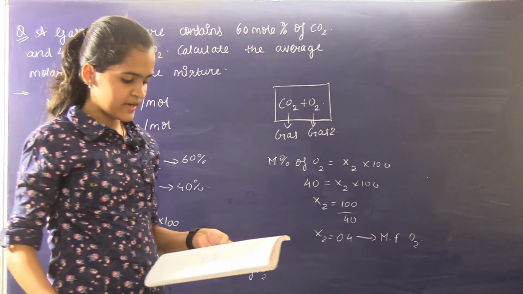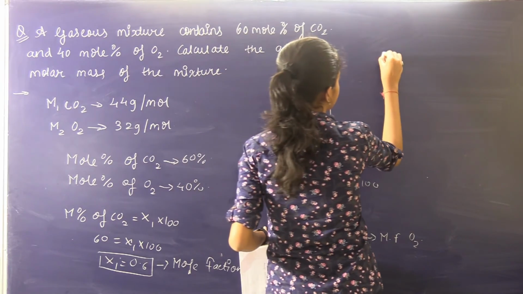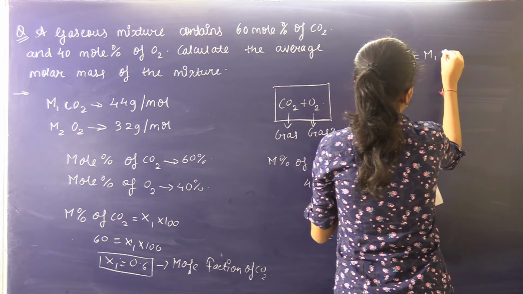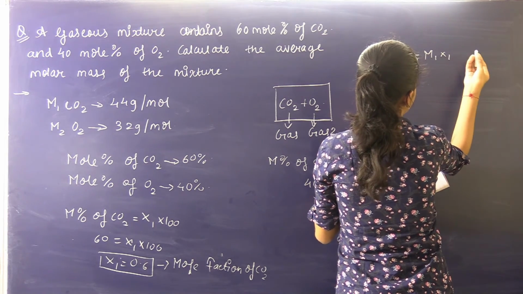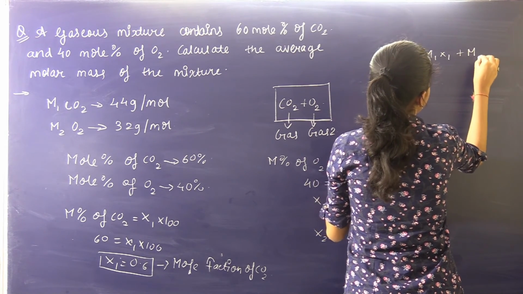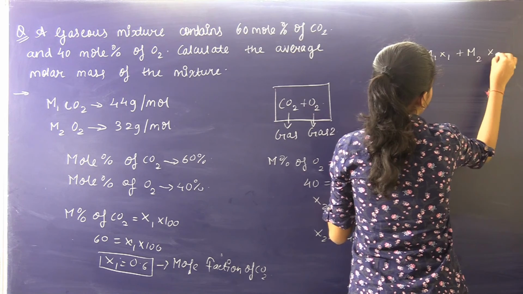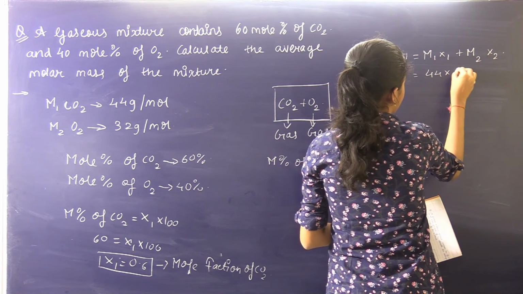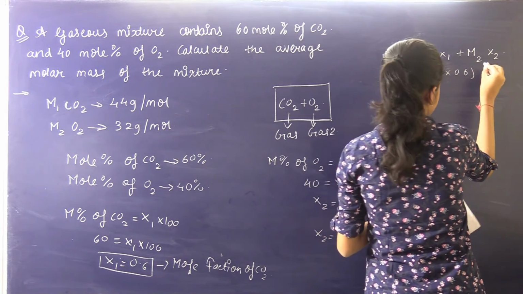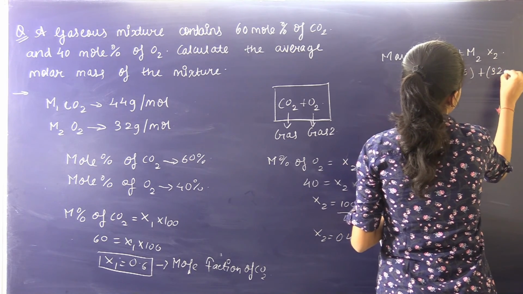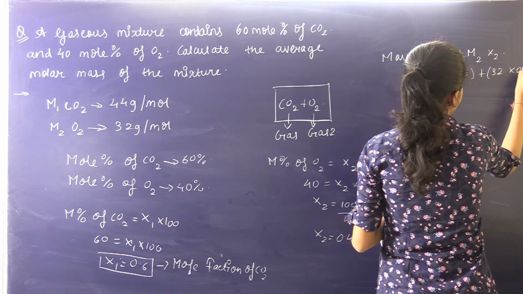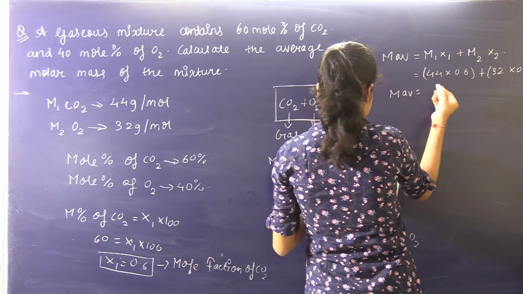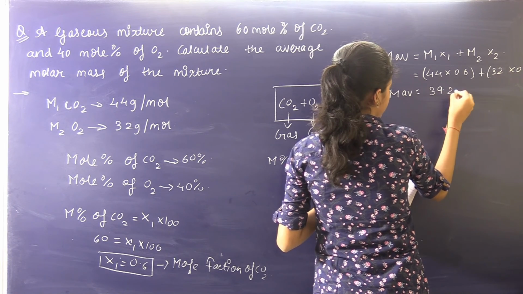So molar mass of mixture will be mass of gas 1 into mole fraction of gas 1 plus mass of gas 2 into mole fraction of gas 2, is equal to 44 into 0.6 plus 32 into 0.4. So molar mass of gaseous mixture will be 39.2 gram.